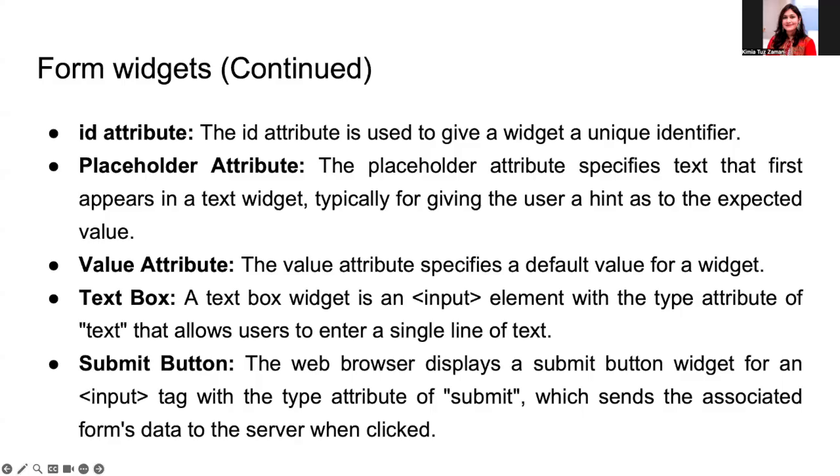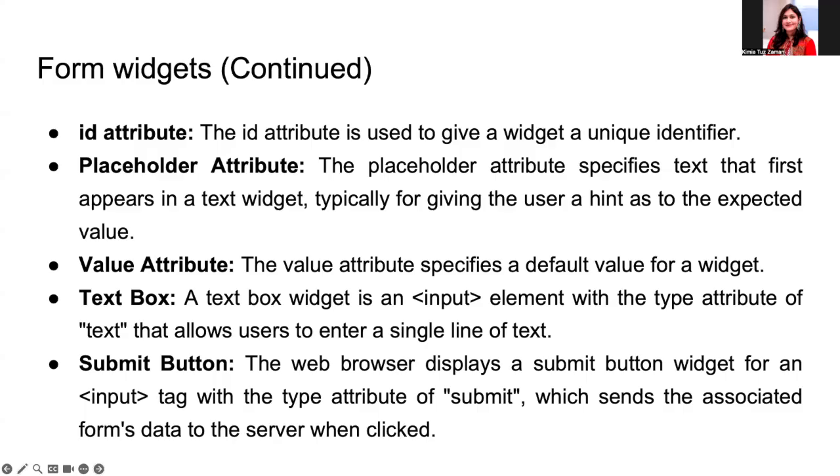For example, enter your email. And then we have the value attribute. This sets a default value for the widget. For a text box, it might show pre-filled text. For a button, the value usually becomes the text displayed on the button.